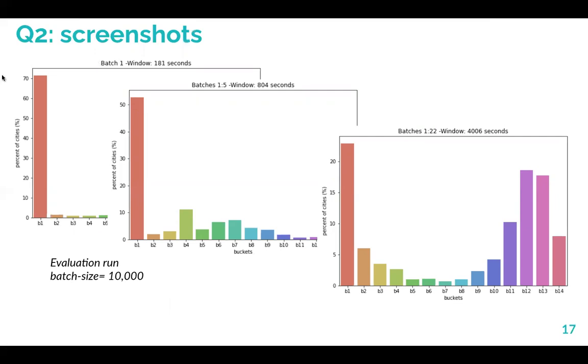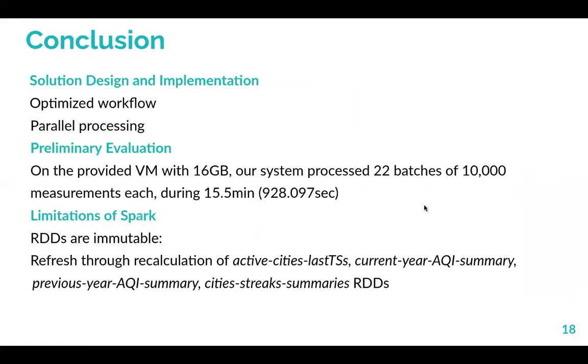So we obtain a histogram summarizing what happened from the first to the current batch. For instance, from the first batch to the fifth, from the first to the 22nd batch. In conclusion, we proposed a solution for Q1 and Q2 based on open source frameworks. The workflow is highly optimized. It performs parallel processing, and all data is distributed on the cluster. Preliminary evaluation allowed us to evaluate our solution.